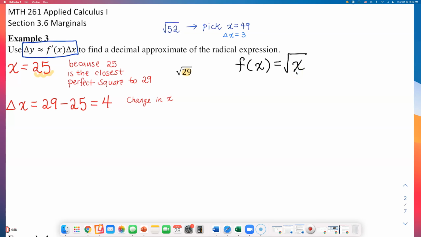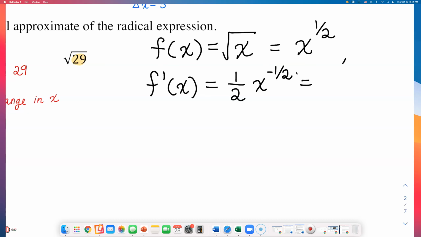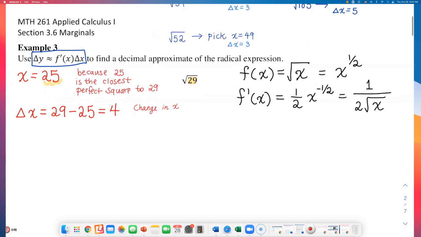All right, let's find the derivative of this. In order to do that, let me rewrite this using an exponent of 1/2. So if I find f prime of x, that is going to be half x raised to the negative 1/2 power. And this is 1 over 2 times square root of x. Okay, so we can go ahead and plug in our x value in here.